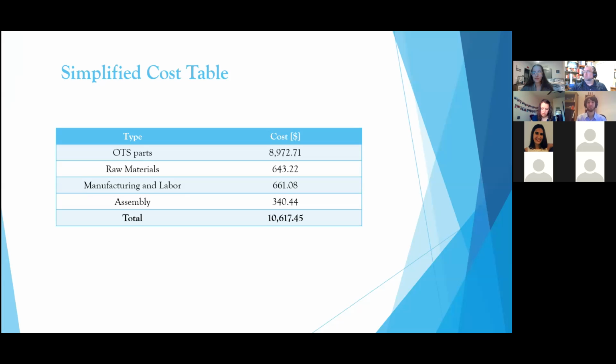For the components we will be manufacturing, we calculate the price for the raw materials to be $643. Using the tables and multipliers provided to us in class, the manufacturing labor and assembly costs were found to be $661 and $340 respectively, putting us at a total slightly over budget at $10,617.